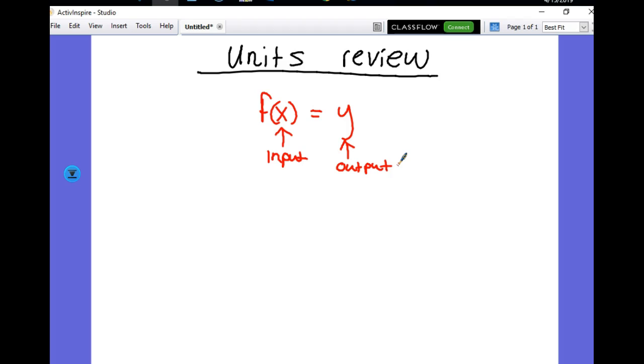Now, when you're doing word problems, they have units associated with them, right? So X is going to have some units, and Y is going to have some units. So for example, let's say that when you're driving a car, every minute you go so many miles. So in that case, the time would be your input, the miles would be your output.